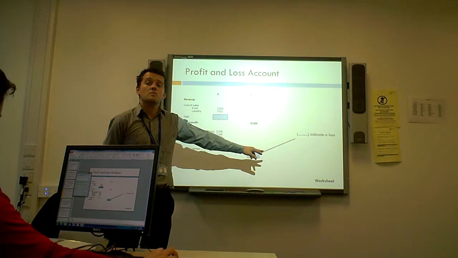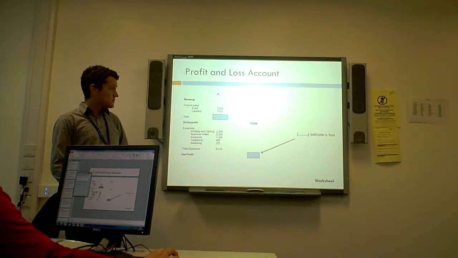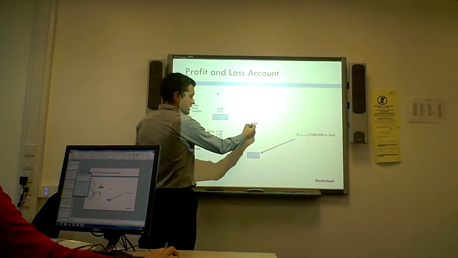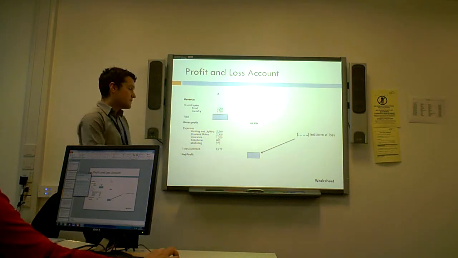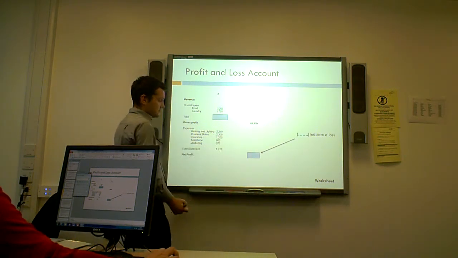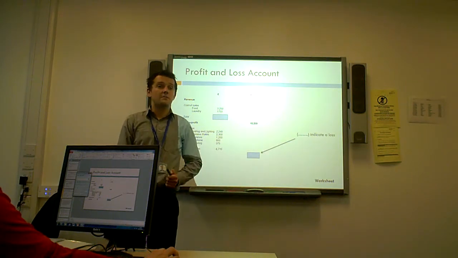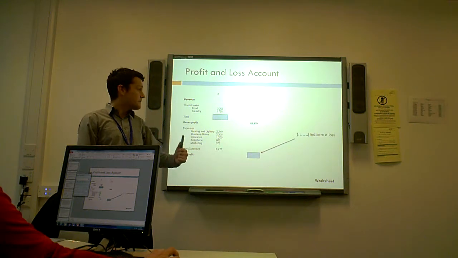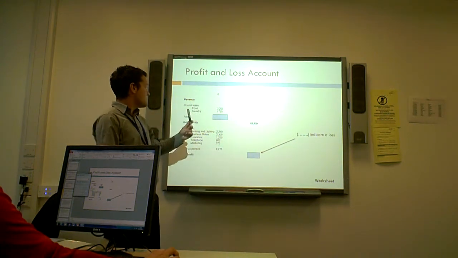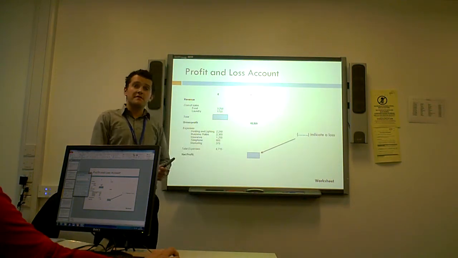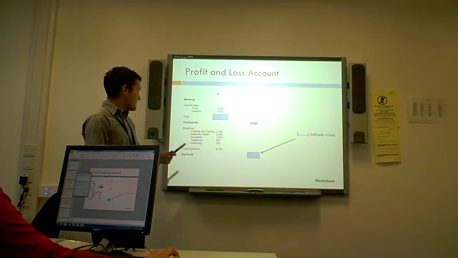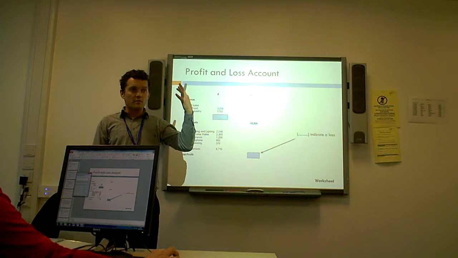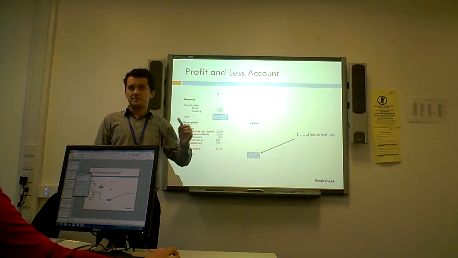Take 6,715 from the 18,500. 18,500 is your gross profit. Minus 6,715 gives you your net profit. Just remember the formulas, okay? Revenue minus cost of sales is gross profit. Net profit is gross profit minus expenses. Once you get those formulas into your head, it becomes very, very simple.